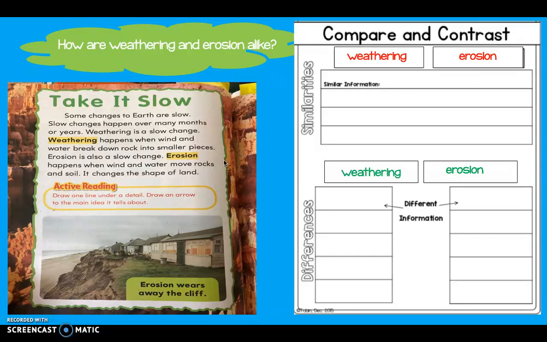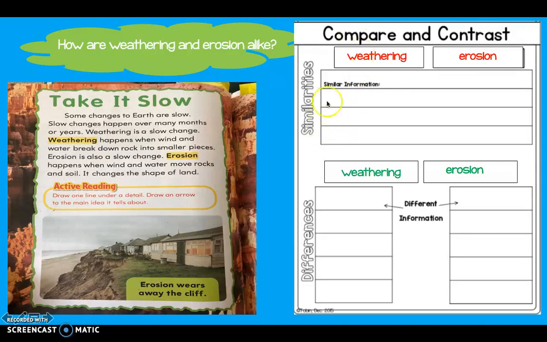Okay, how are weathering and erosion alike? Take it slow. Some changes to Earth are slow. Slow changes happen over many months or years. Weathering is a slow change. Weathering happens when wind and water break down rock into smaller pieces. Erosion is also a slow change. Erosion happens when wind and water move rocks and soil. It changes the shape of land.